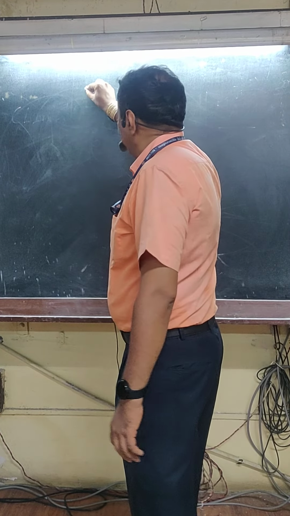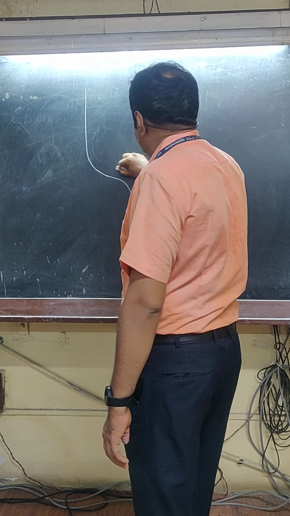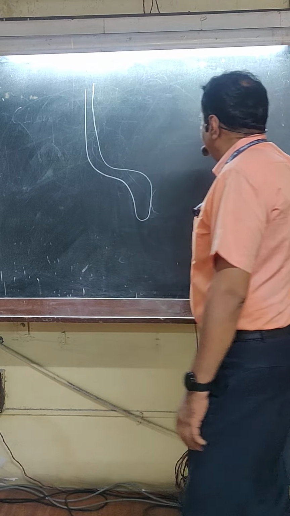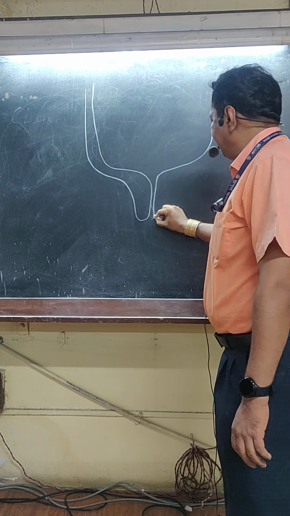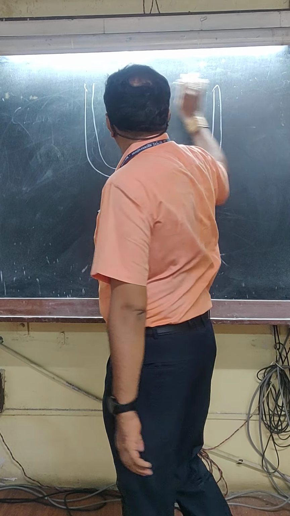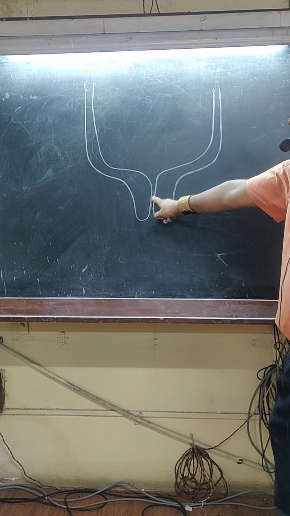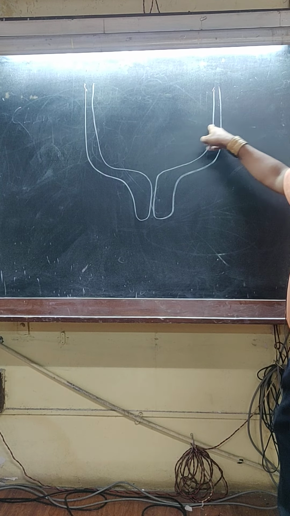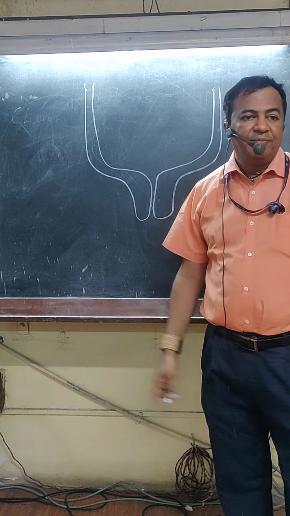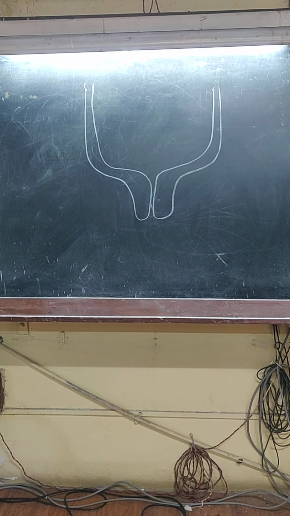So there is one paramesonephric duct on one side, and there is another paramesonephric duct on this side. Okay? The lower portions of the paramesonephric ducts unite to form the uterus. Ununited portions of the paramesonephric duct form the fallopian tubes. So uterus development is from paramesonephric duct.